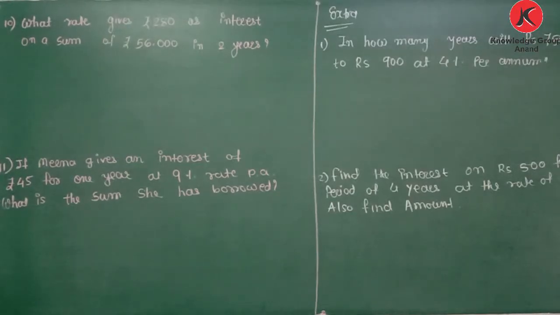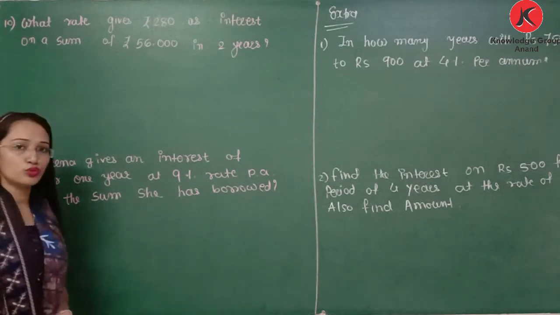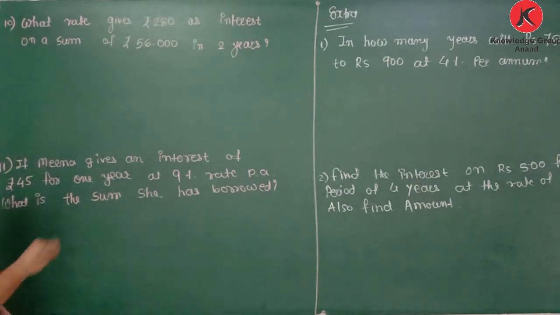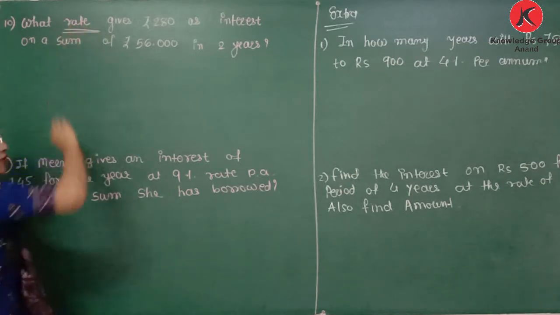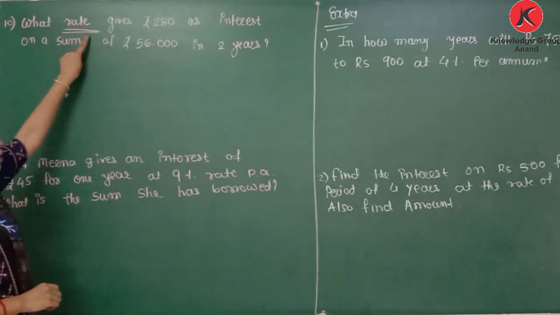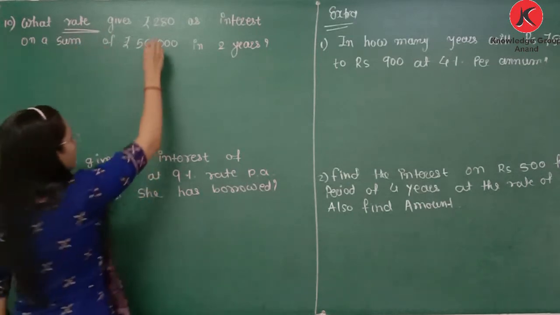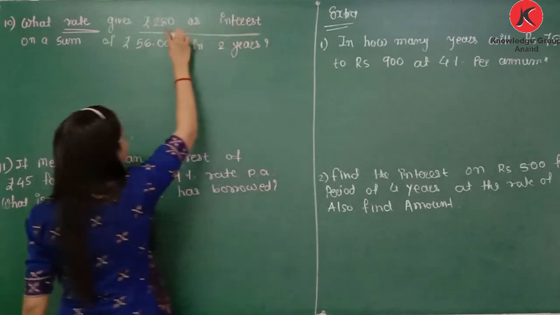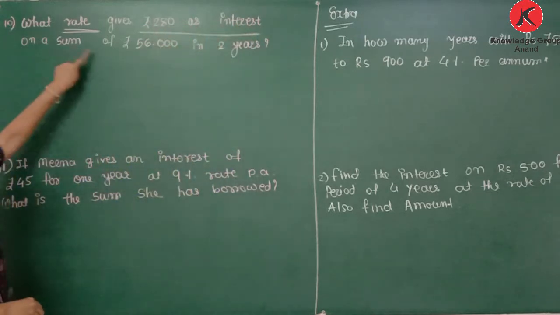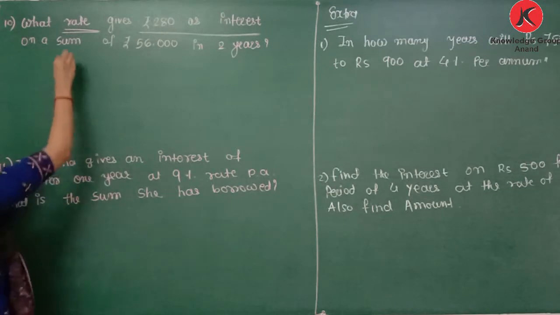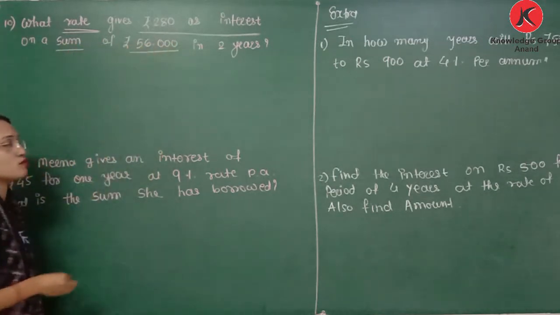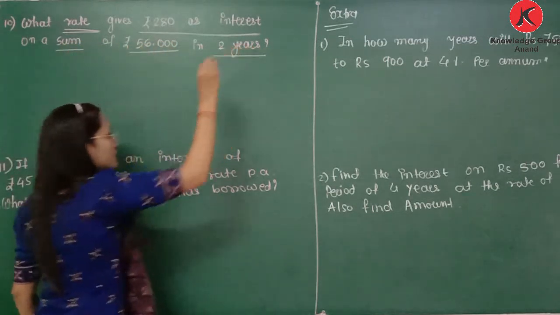Now next example, example 10. What rate gives rupees 280 as an interest on a sum of rupees 56,000 in 2 years? So here what do we need to find? Rate. Rate means R. We need to find the value of R, the rate of interest. Interest is given, 280 rupees. Sum means what? It is the principal value, that is 56,000. In 2 years means N is given, 2 years.